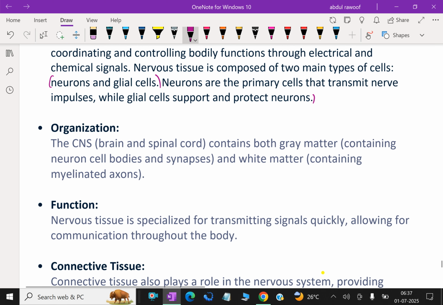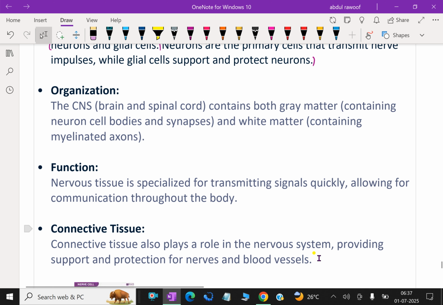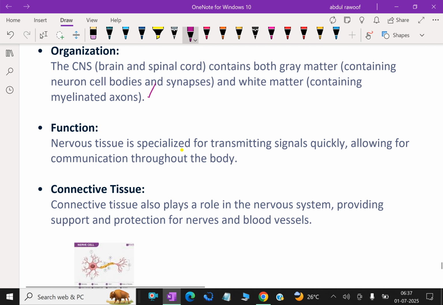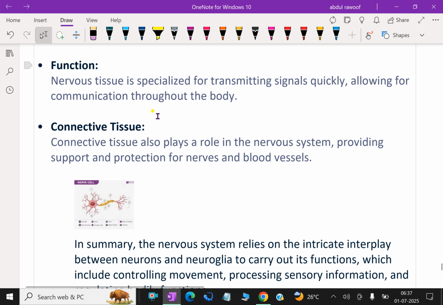What's the organization? The CNS, brain and spinal cord, contain both gray matter, containing neuron cell bodies and synapses, and white matter, containing myelinated axons. What's the function? Nervous tissue is specialized for transmitting signals quickly, allowing for communication throughout the body.